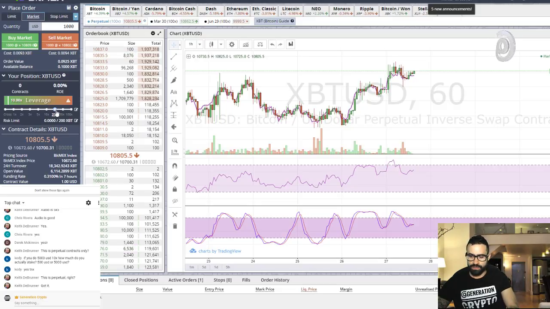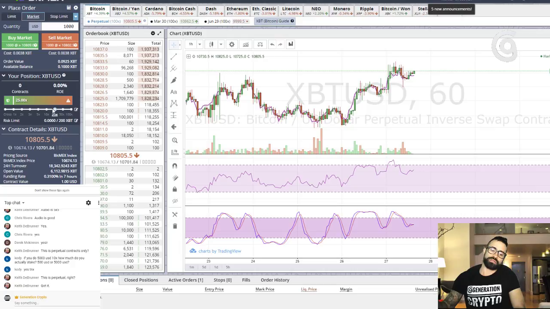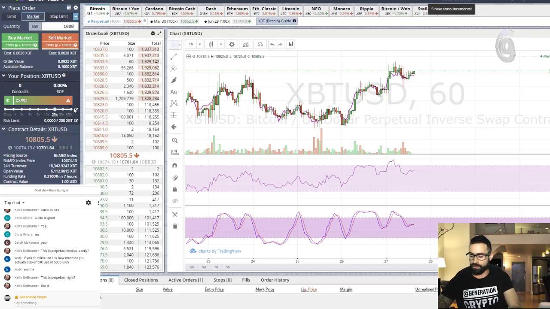The difference between a 10 and a 25 and a 5x and a 3x: the higher our leverage, the higher the liquidation price is going to be. So when somebody enters at 100x leverage, the liquidation price is going to be very different than entering at 25x.